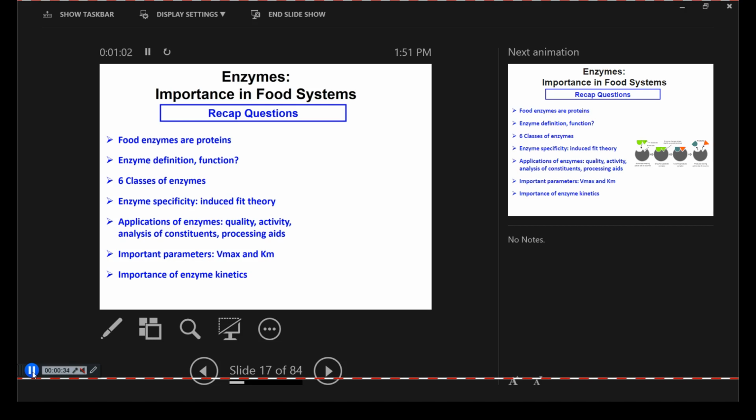So what's the definition of an enzyme and its function? What is an enzyme? And why do we use it? So it's a biological catalyst, and what does it do to the reaction? Lowers the activation energy of the reaction, so speeds it up. Okay. So we talked about 6 classes of enzymes. Do you remember what they were? Or an example of it?